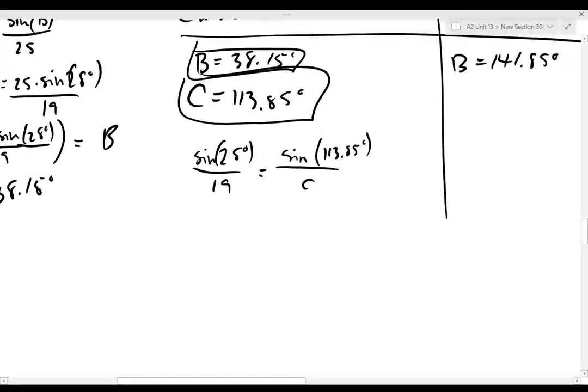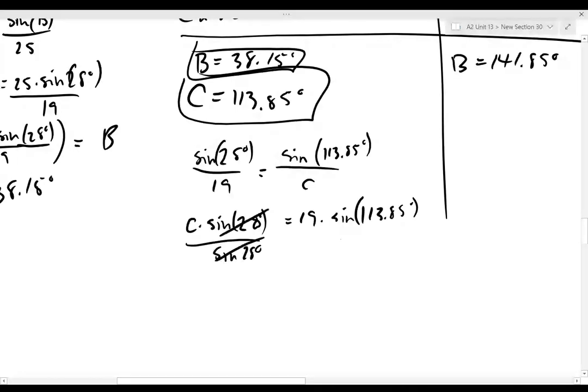Now it just becomes a problem like in last night's homework. Okay, I can just go ahead and cross multiply. It's sine 28 degrees, okay, equals 19 times sine of 113.85 degrees. And I divide both sides by sine 28 degrees to isolate C. Okay. So here I have 19 sine 113.85, hit enter, divide that by sine of 28, hit enter, and I end up with side C being 37.02.